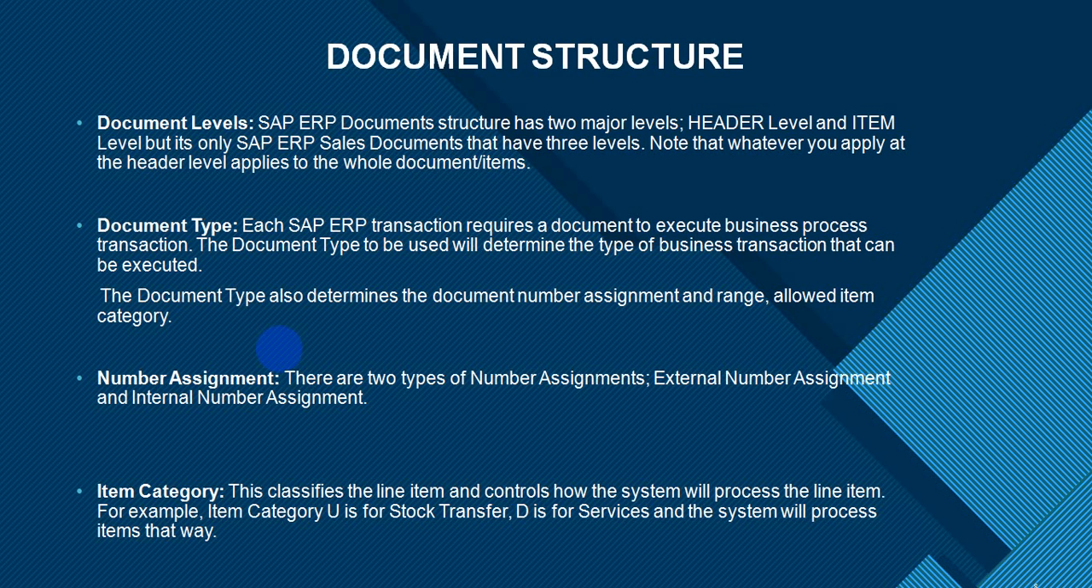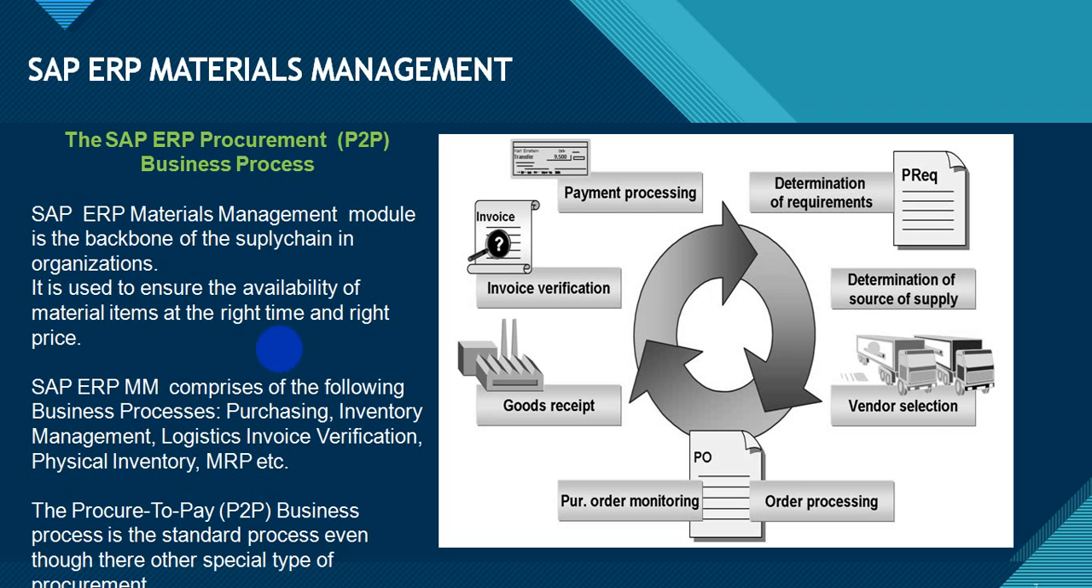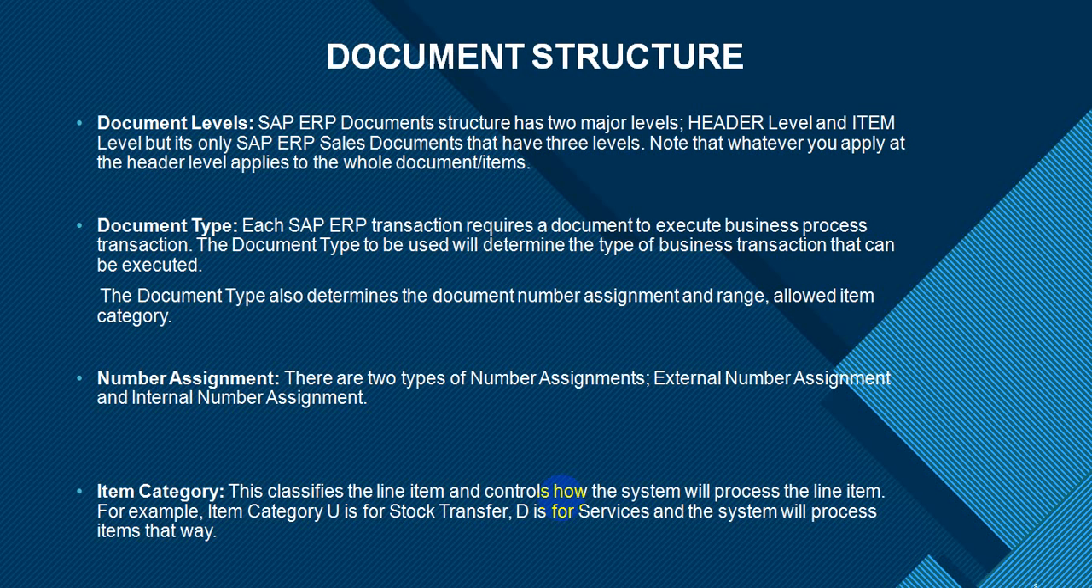Now, when we're talking about this process, you use documents, for instance, the purchase requisition document. So you use documents to run these processes. Now, let's look at the document structure. First is the document levels. The SAP ERP document structure has two major levels: the header level and the item level. But it's only the SAP ERP sales and distribution document that has three levels. Other documents have two levels. Note that whatever you apply at the header of a document applies to all the document items.